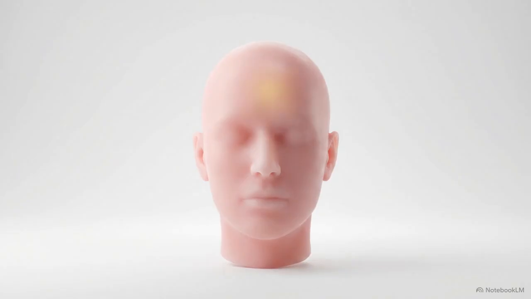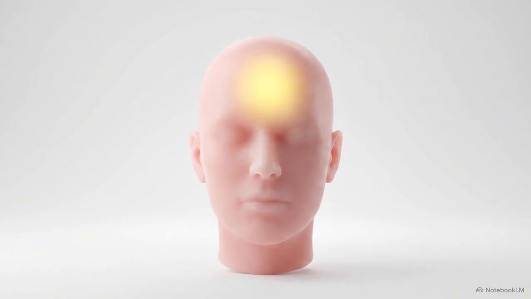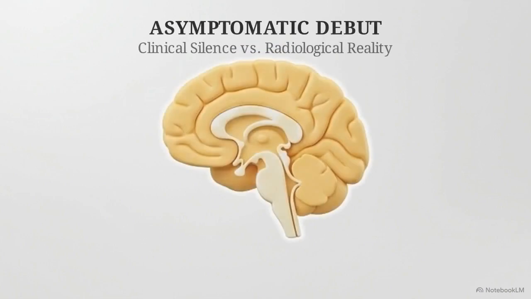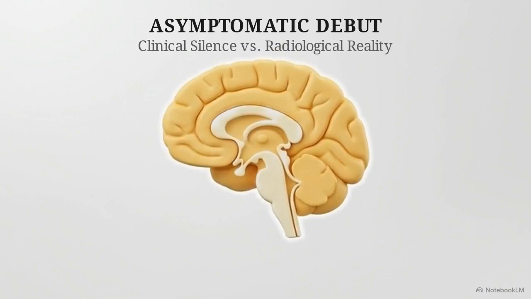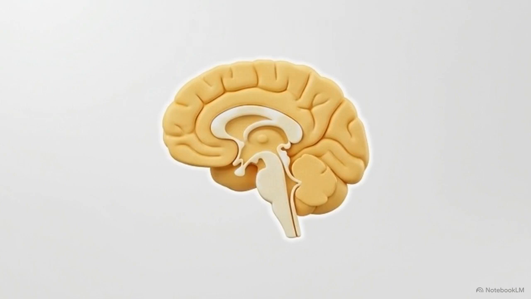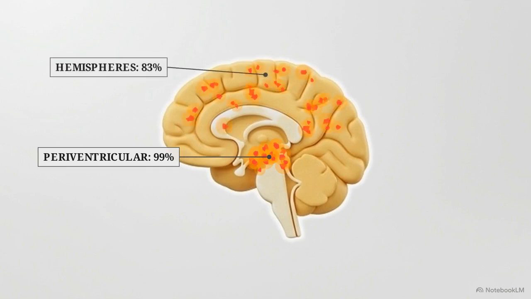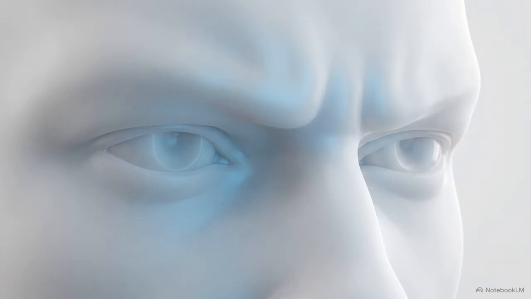A child might receive an incidental MRI following a minor head trauma, like a bump on the playground, which reveals the disease. In these cases, a massive discrepancy exists between the complete lack of physical symptoms and the gross demyelinating lesions found on scans. This schematic displays their distribution: periventricular in 99% of cases, the hemispheres in 83%, and the cerebellum in 42%. Clinicians often misattribute these periventricular spots to old perinatal scars, overlooking the presence of active disease.